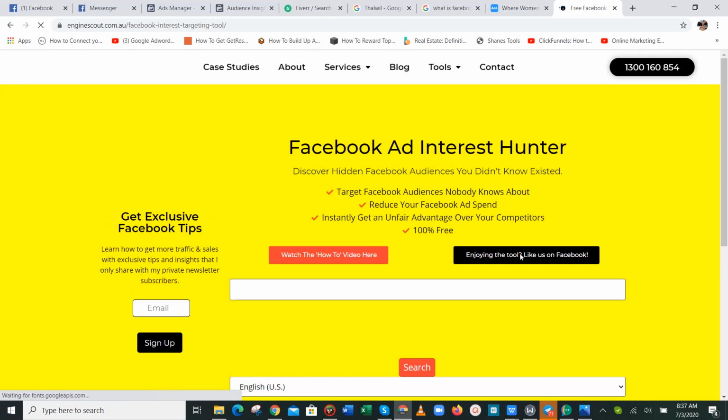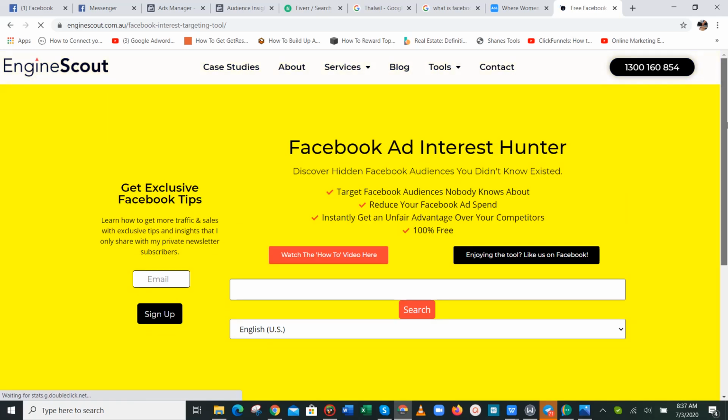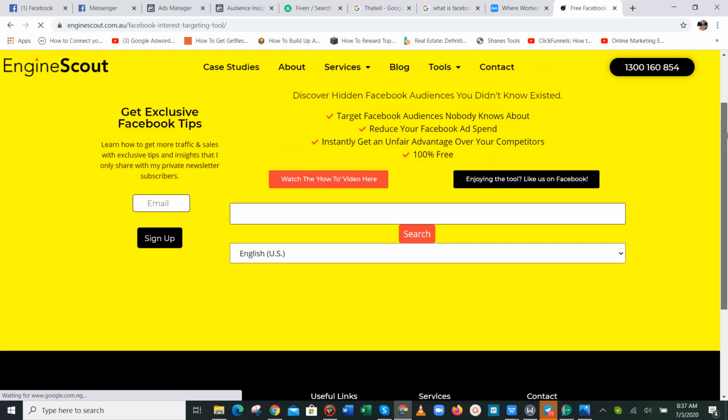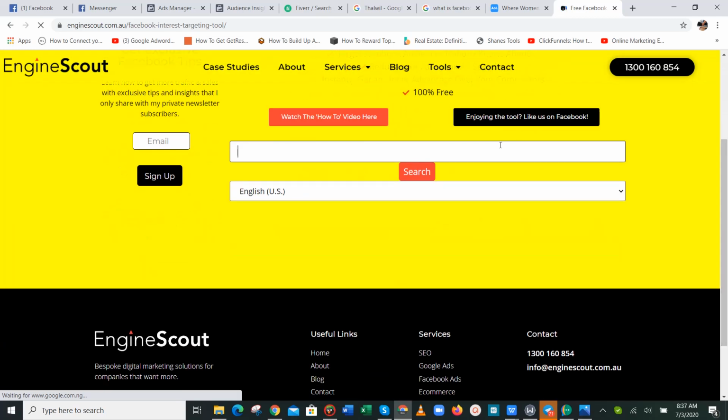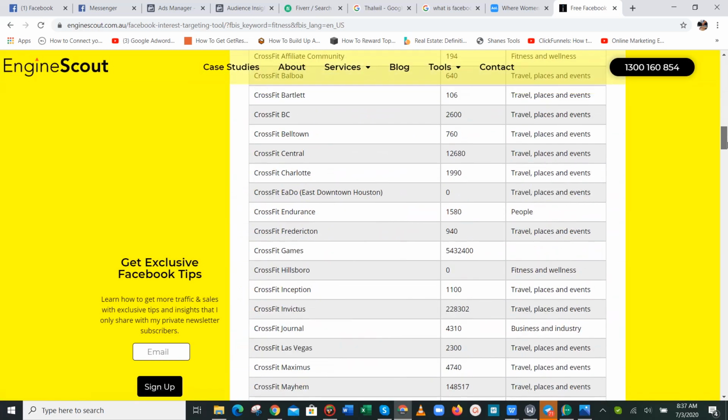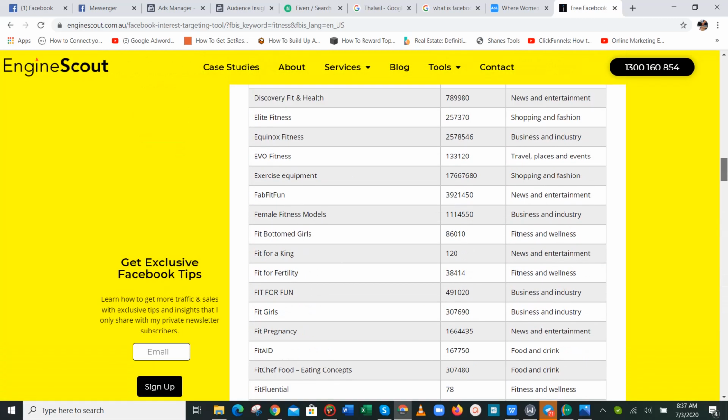So this is the Engine Scout I'm talking about. You can see it. So you now search, because you want to create ads for something related to fitness, for a fitness shop. You now search for the keyword you want to target. Search for fitness. Let's search for fitness now. So you can see the keywords that it showed to us.